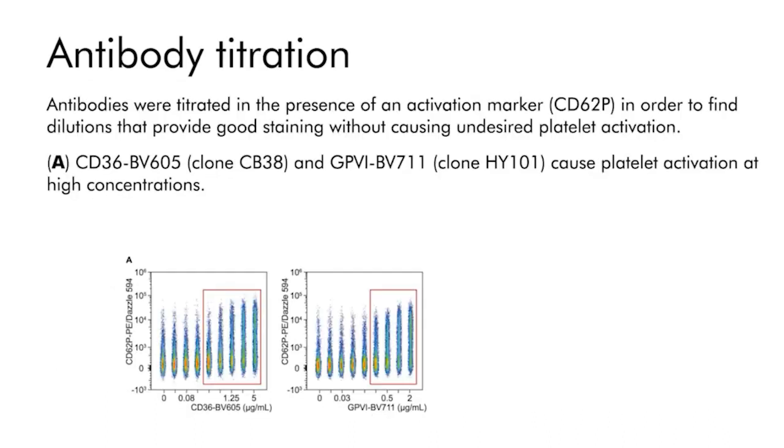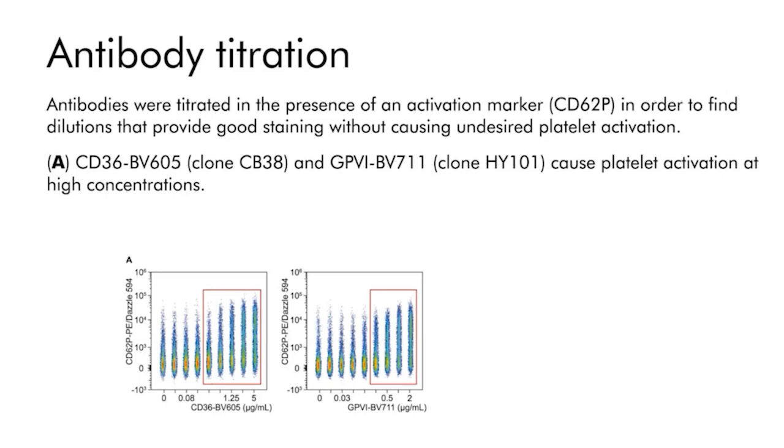So platelets are sensitive cells, and so reagents were titrated in the presence of CD62P, which is considered to be the gold standard marker of platelet activation. And we did this in order to find concentrations of antibodies that provide good staining without causing undesired platelet activation.